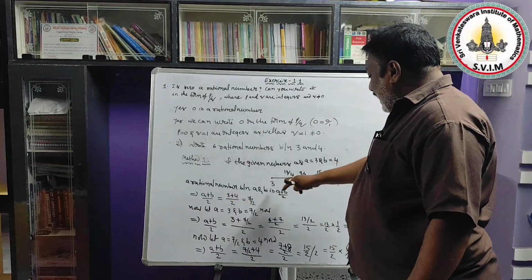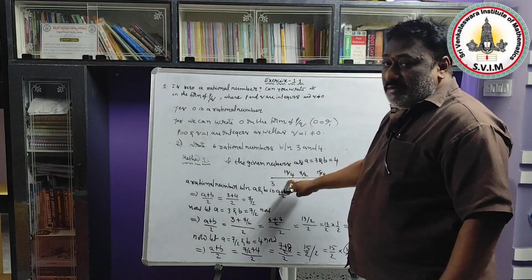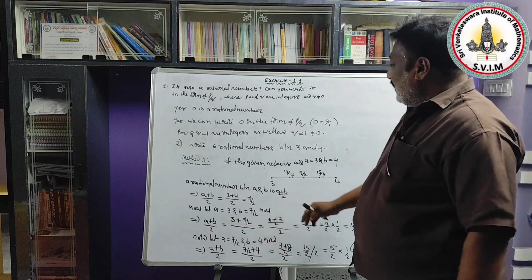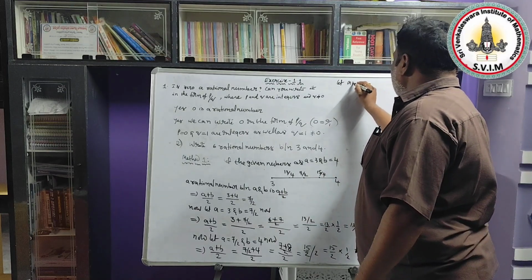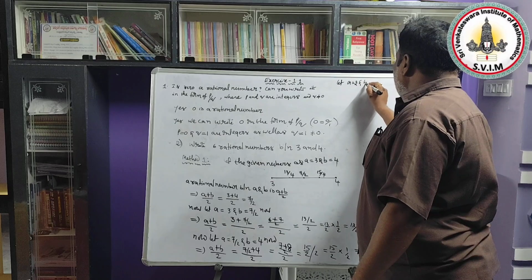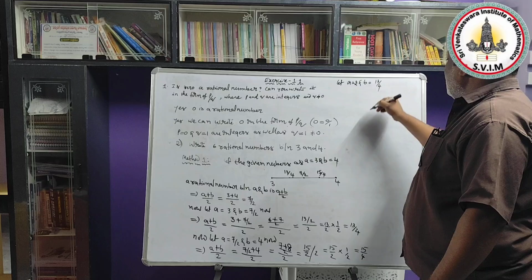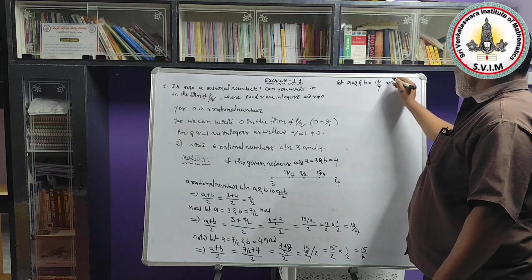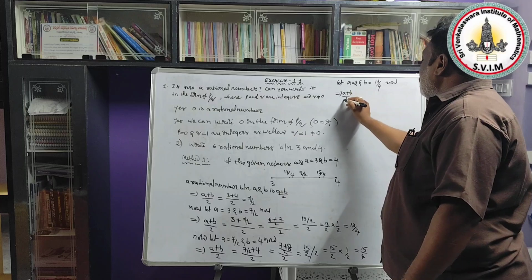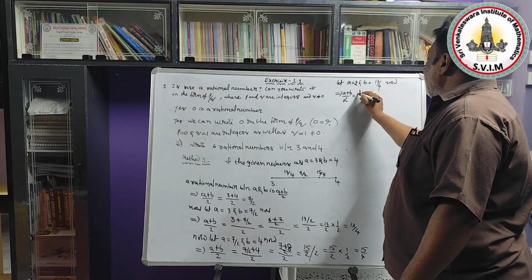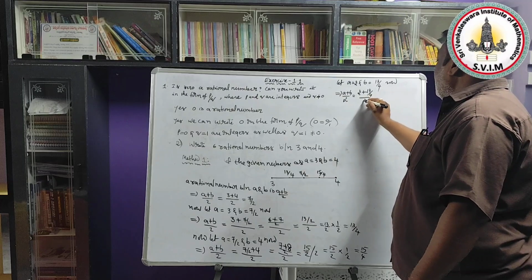Here I am taking this 3 as A and this 13 by 4 as B. Okay. So let A is equal to 3 and B is equal to 13 by 4. Now implies A plus B by 2 is equal to, what is A? 3 plus what is B? 13 by 4 by 2.